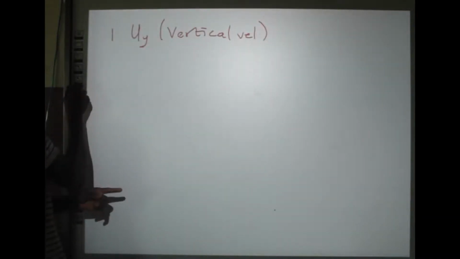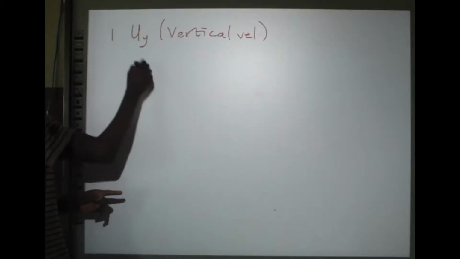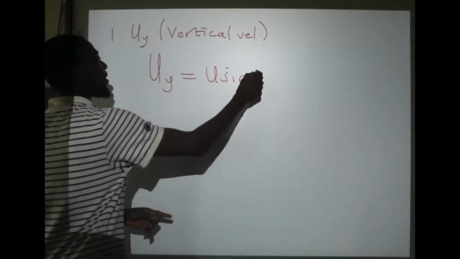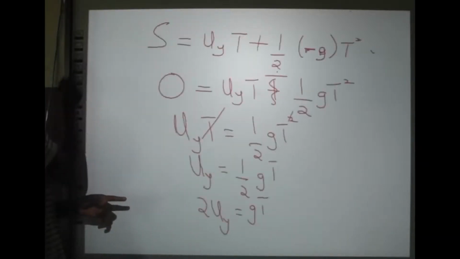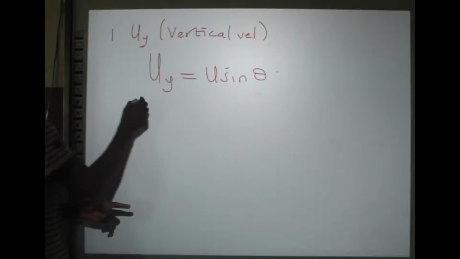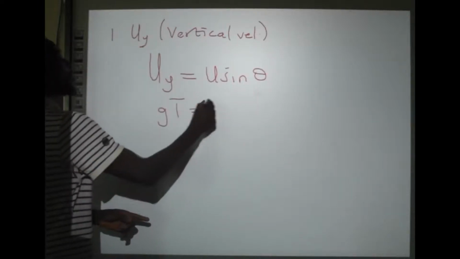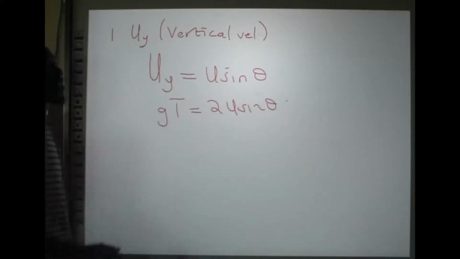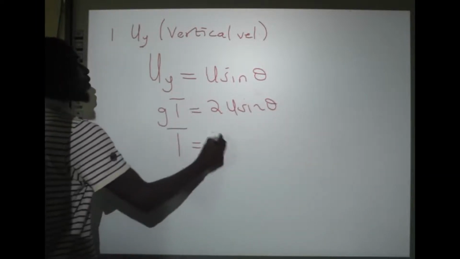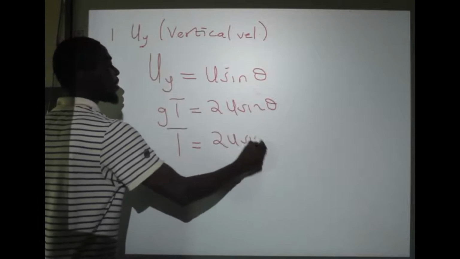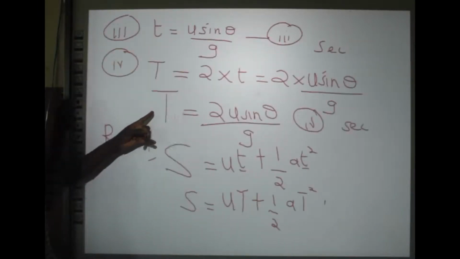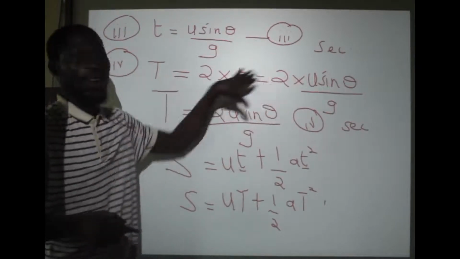Now don't forget that our uy is giving us u sine theta. So it implies that our gt will now give us 2u sine theta. So if you take g to the other side of the equation, our t will now give us 2u sine theta all over g, which is the same as the previous one that we obtained. So this one is just a direct one.